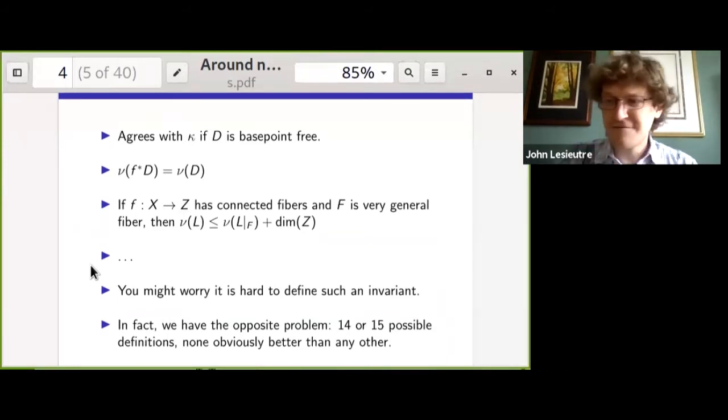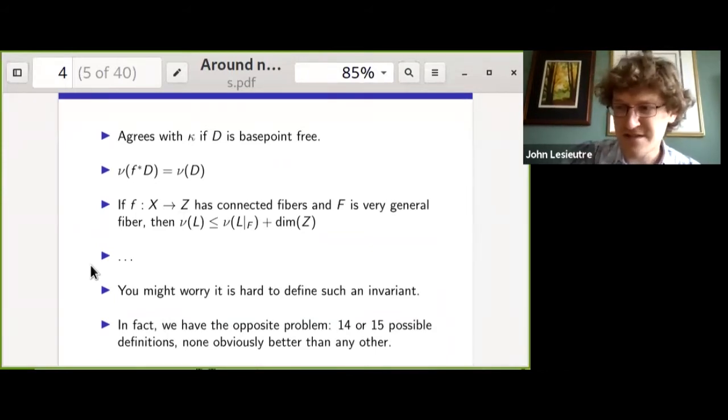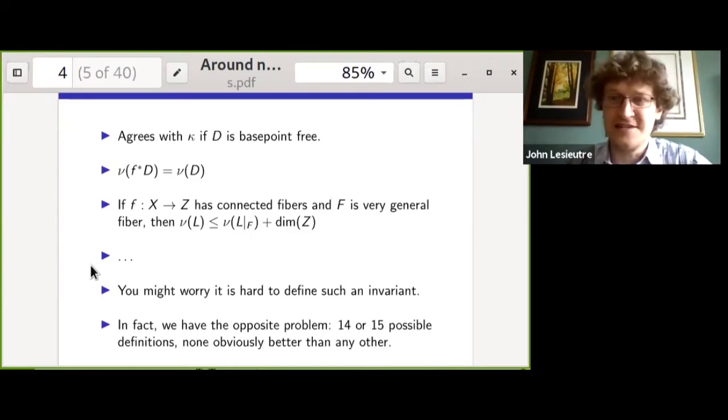I say 14 or 15, that's maybe making it sound worse than it really is. There's 14 or 15, but most of them are minor variations on each other. There's maybe 3 or 4 basic different approaches you could take to defining numerical dimension, and only a lot if you count all these variations. All right, so let me give you just a hint of what these different notions of numerical dimension could look like.